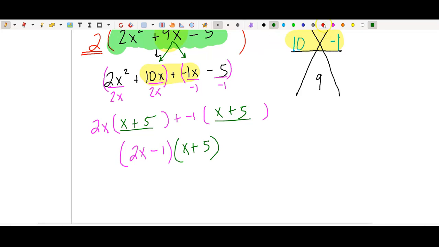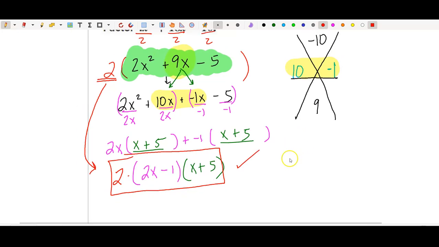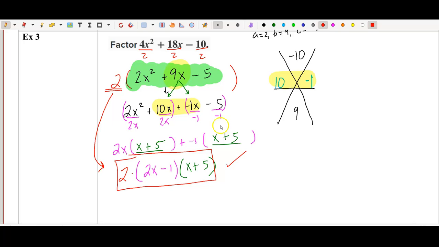Now remember, we're done here, but remember that 2 that I factored out from the very first part of the problem. We factored out a 2 that was still there. I just didn't keep writing it in every little step. So I'm still going to put that 2 out here as part of my factoring. So the complete factorization is going to be this 2 times 2x minus 1 times x plus 5. And that is completely factored in that problem. So you may get problems where you need to first factor something out before you can do this little AC method.